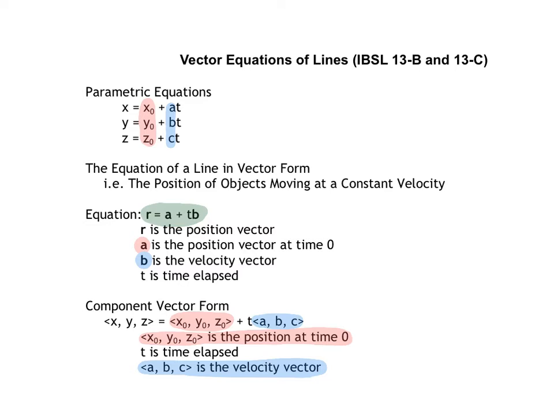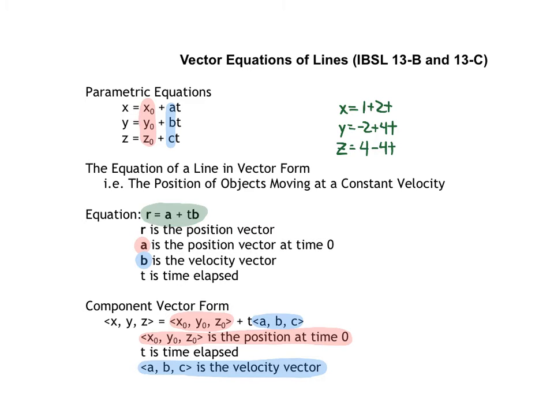So on the previous example, we had the equations for x, y, and z. What were those equations again? Do you guys have them written down? From the previous example that we just did. X was 1 plus 2t. Y is minus 2 plus 4t. Z is 4 minus 4t.